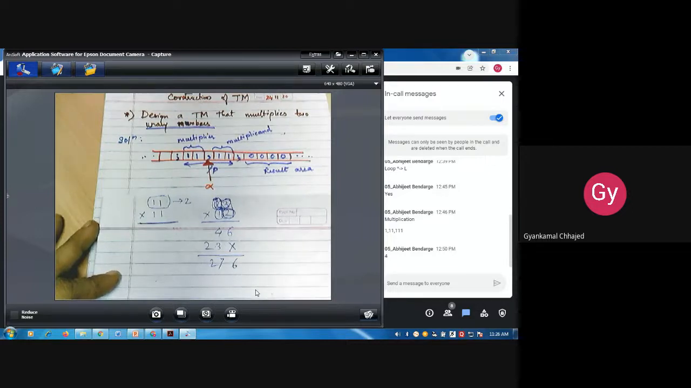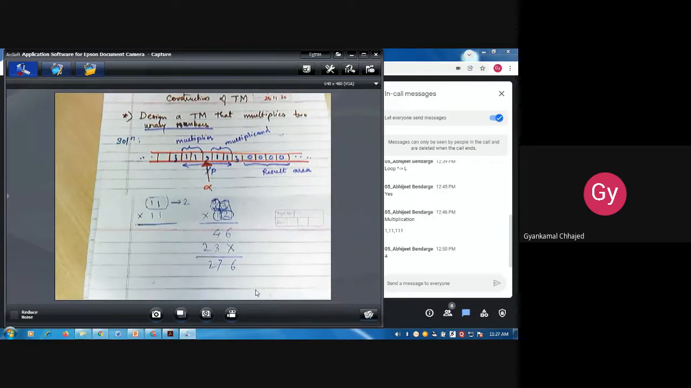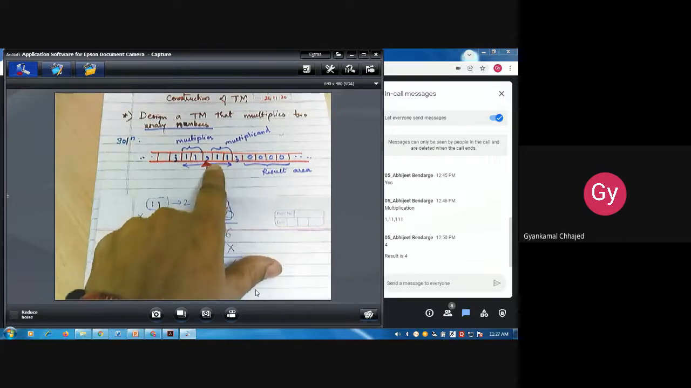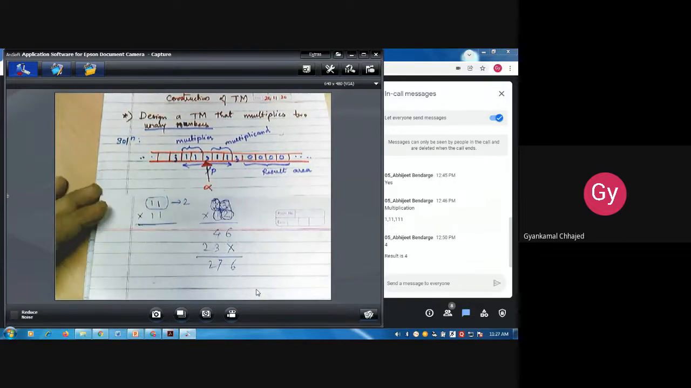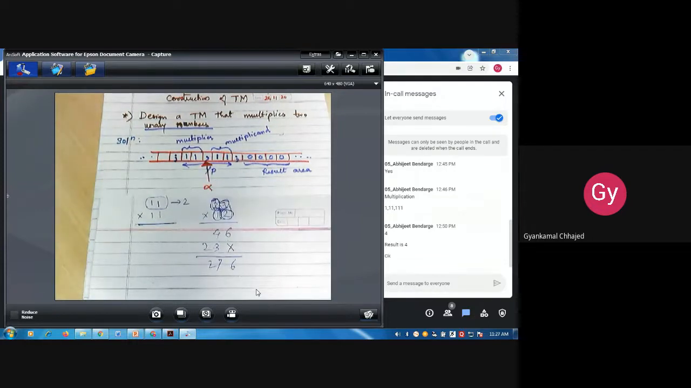Abhijit, what you want to send? Tell. Should I take that number for multiplication? 1 1 1 or 1 1 1? Yeah, result is 4, definitely. Will it be okay? This example or some other number is to be taken? Otherwise, I'll continue. Yes.